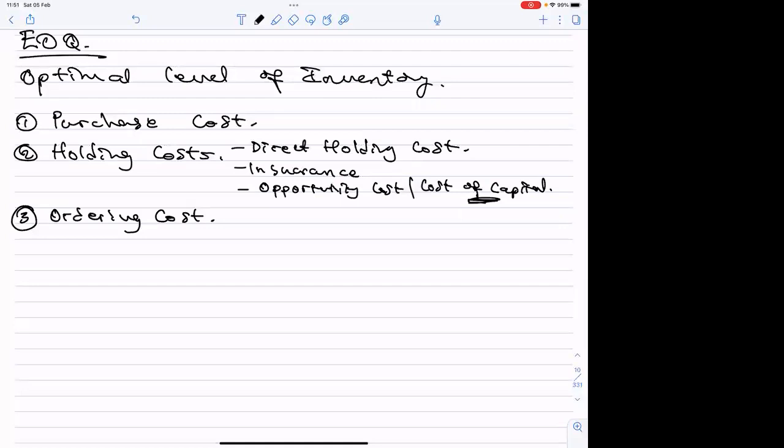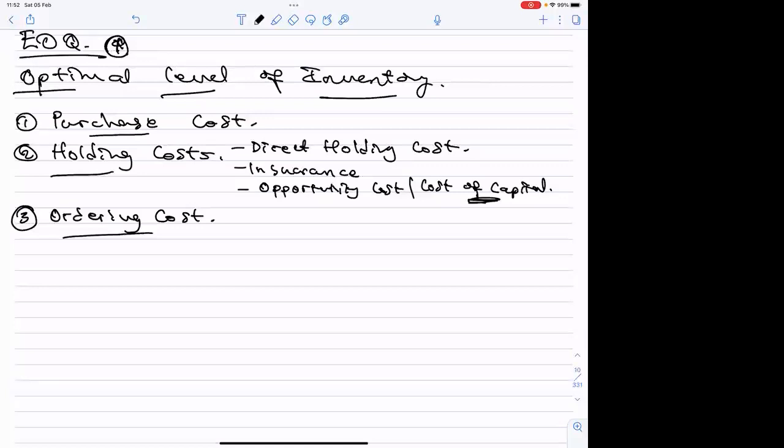Remember what we were talking about. We are talking about the economic order quantity. So the economic order quantity is the optimal level of inventory. So when we say it is the optimal level of inventory, we are saying that it is the level of inventory to be ordered from a supplier that is going to minimize the purchase cost, the holding cost, and the ordering cost. Are we together there? So we are minimizing the purchasing cost, the holding cost, and the ordering cost.